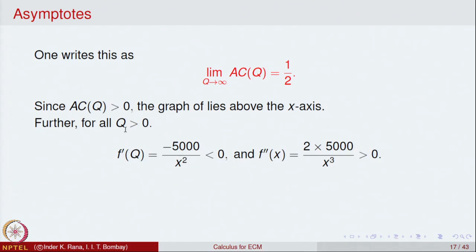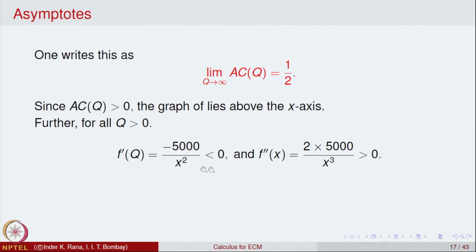Let us observe something more. When you look at the first derivative of the average cost function, which was 5000 divided by x plus half, the derivative is minus 5000 by x square, which is less than 0, whatever be x. Keep in mind x is the same as q; this is a variable which is not typed properly on the right hand side, it should be q, or it should be written as x here. The second derivative will be plus 2 into 5000 divided by x cube, and for all x bigger than 0, or q bigger than 0, this is also bigger than 0.